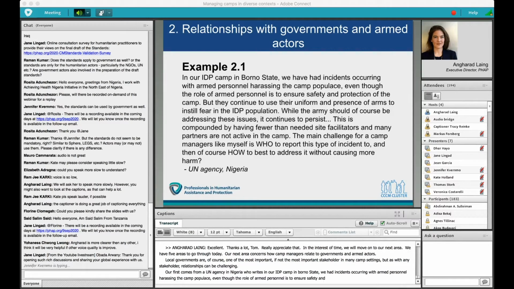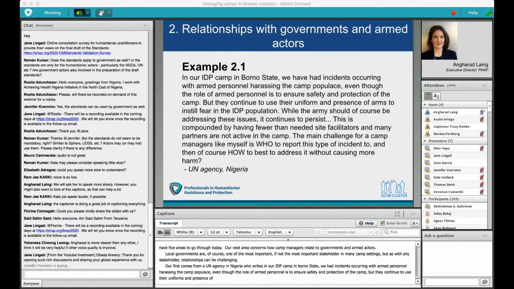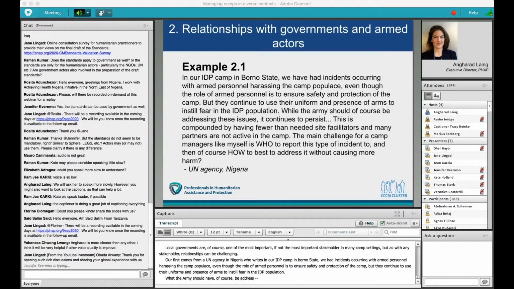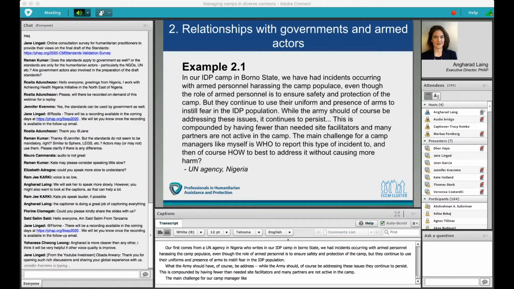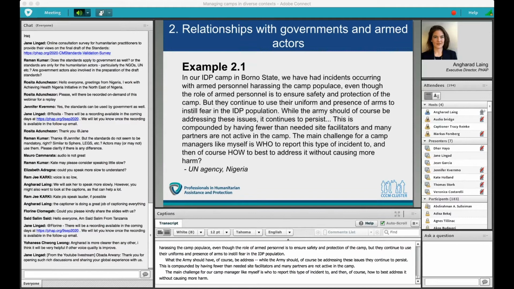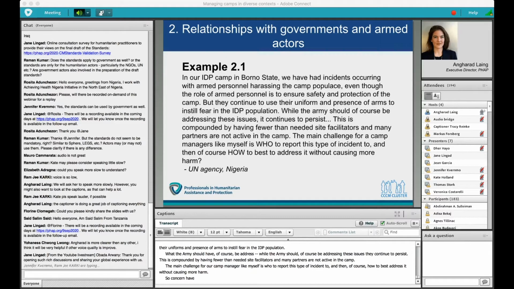But they continue to use their uniforms and presence of arms to instill fear in the IDP population. While the Army should, of course, be addressing these issues, they continue to persist. This is compounded by having fewer than needed site facilitators, and many partners are not active in the camp. The main challenge for a camp manager like myself is who to report this type of incident to, and then, of course, how to best address it without causing more harm." So, Veronica, turning to you first on this, what would be your recommendation to this participant? Over to you. Thank you.